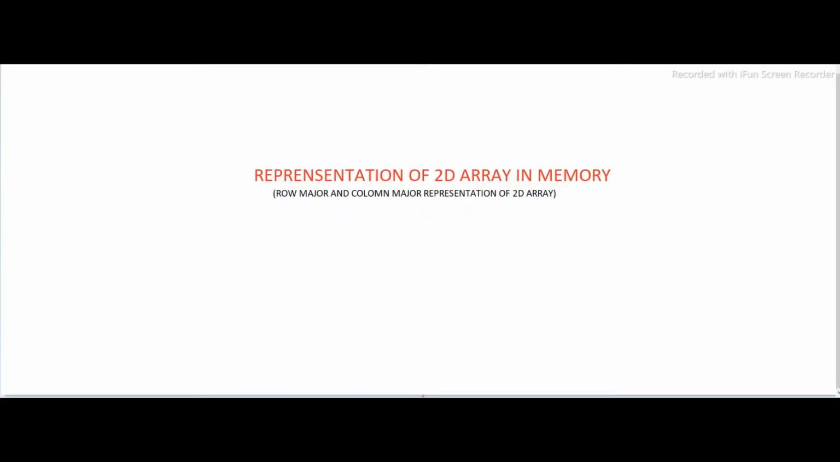In this lecture, we will see representation of two-dimensional array in memory. As we know, a two-dimensional array is defined as an array of arrays and is denoted in tabular form or in matrices. But computer's memory is a one-dimensional linear structure. So, to store all the elements of a two-dimensional array inside memory, the two-dimensional array is mapped into a one-dimensional array.